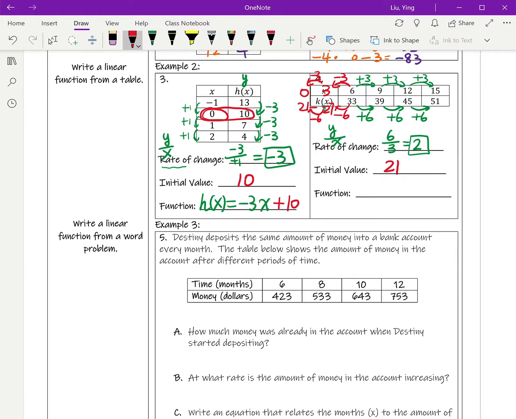And to put together a function, we'll say that the function is k of x equals the rate of change 2 times x, the variable, and then add the initial value.